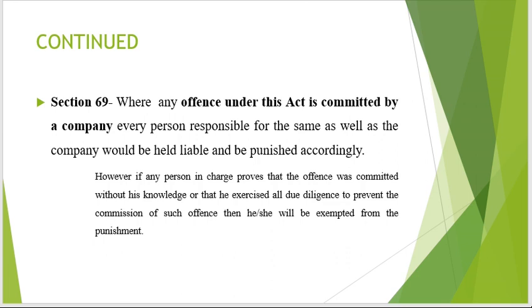So when he exercised all the due diligence to prevent the commission of such offence, and still the copyright infringement was done, then the person who tried to stop the infringement activity, or who did not have the knowledge, would be exempted from the punishment, and he would not be given punishment under this section 69, although the company might be punished because the company has committed the act of copyright offence. So with this we come to the end of today's session.